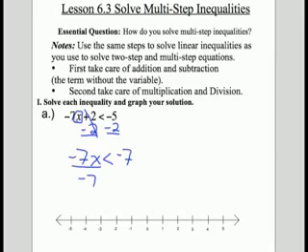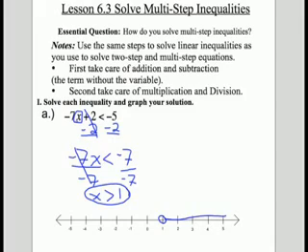Now we must divide both sides by negative 7. On the left side, the 7's cancel each other out. We're left with x. When you multiply or divide by a negative, you flip the inequality, and negative 7 divided by negative 7 is 1. So x is greater than 1. So you put a point at 1. It's an open circle because it's strictly greater than, and it's greater than 1, so the arrow goes to the right.